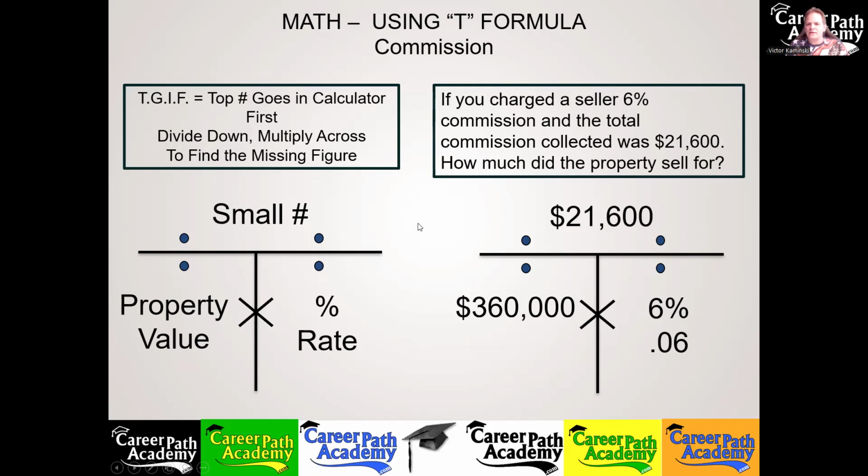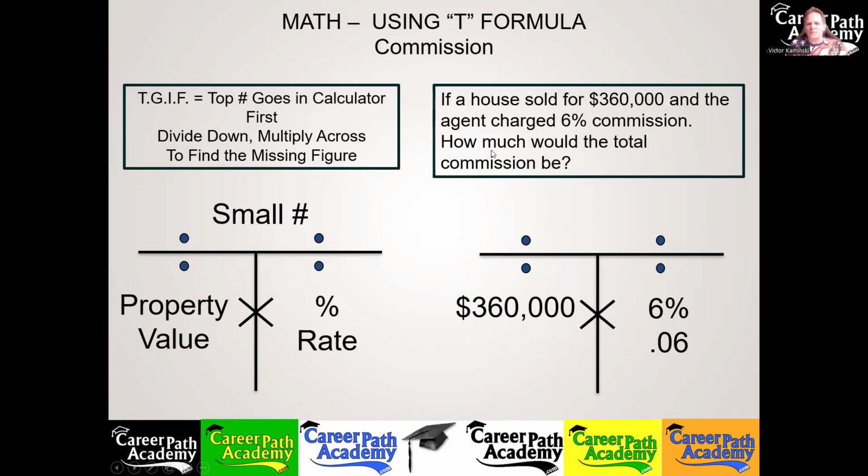Because you're not plugging in numbers at random, trying to see if they match one of the multiple choice answer options they give you. Here's another problem using the same figures, really. If a house sold for 360,000 and the agent charged 6% commission, how much would the total commission be?